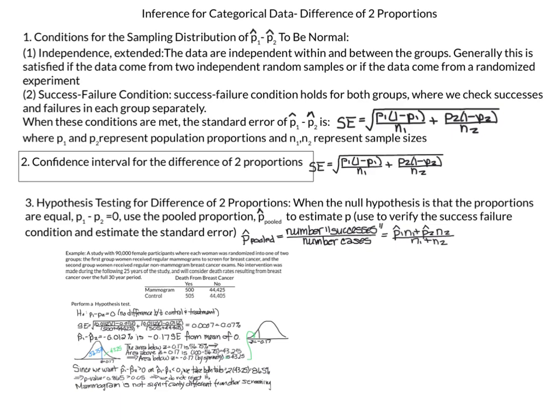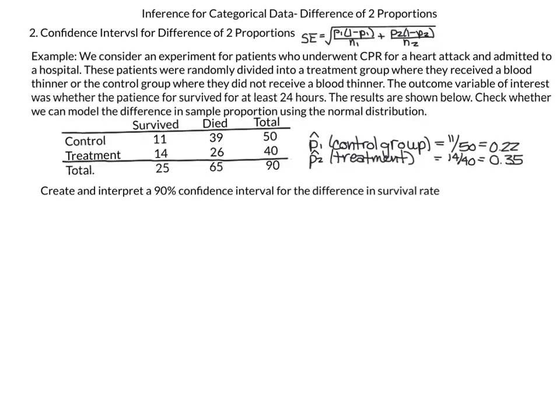Now that we know we have a normal sampling distribution, we can go on to a confidence interval. We're going to use this same example of these heart attack patients. People in the treatment group get a blood thinner, people in the control group do not. We're comparing the survival rates. Survival rate in the control group is about 22%. Survival in the treatment group is 35%. So we want to create and interpret a 95% confidence interval for the difference in survival rate.